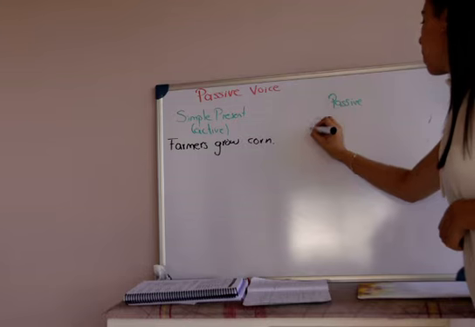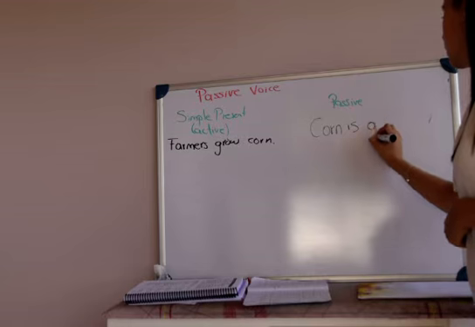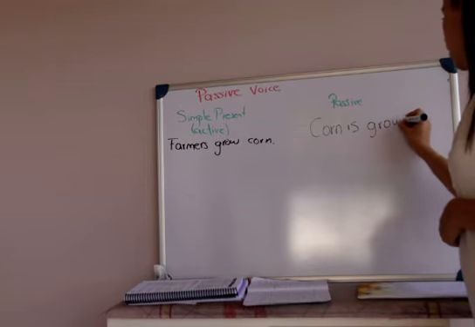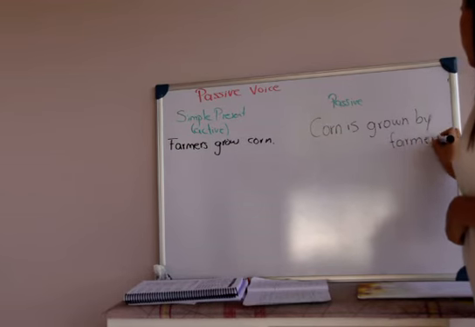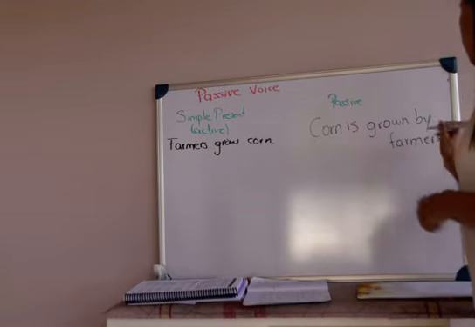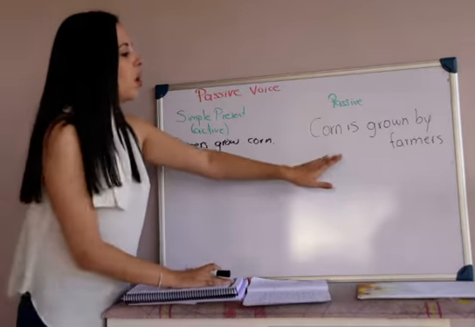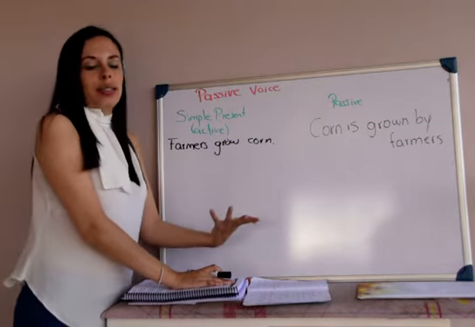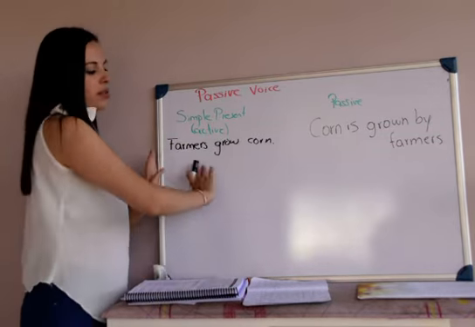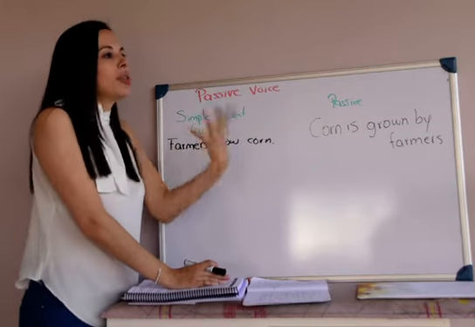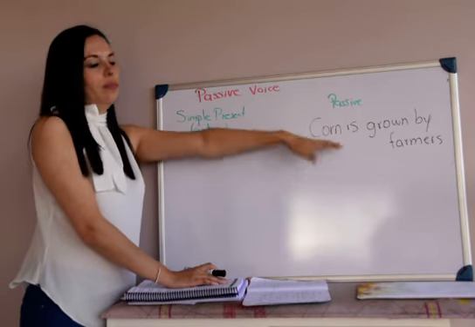I say, corn is grown by farmers. In this case, I'm giving emphasis to the person who does the action. Corn is grown by farmers. By whom? By farmers. Farmers grow corn is a simple action, but this one emphasizes who does the action. Who grows corn? The farmers.